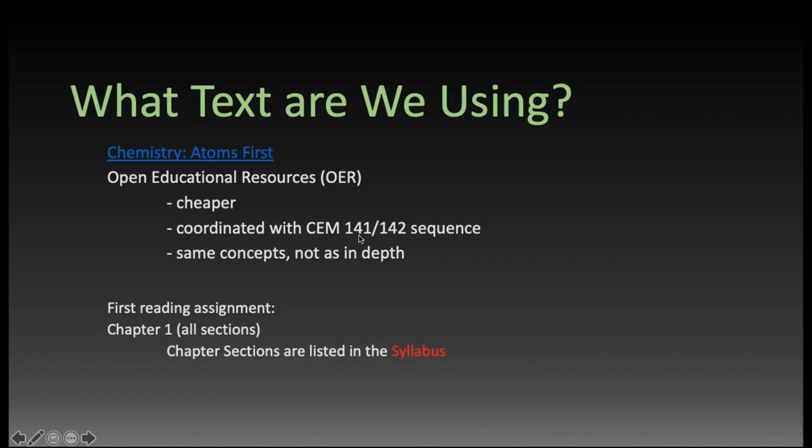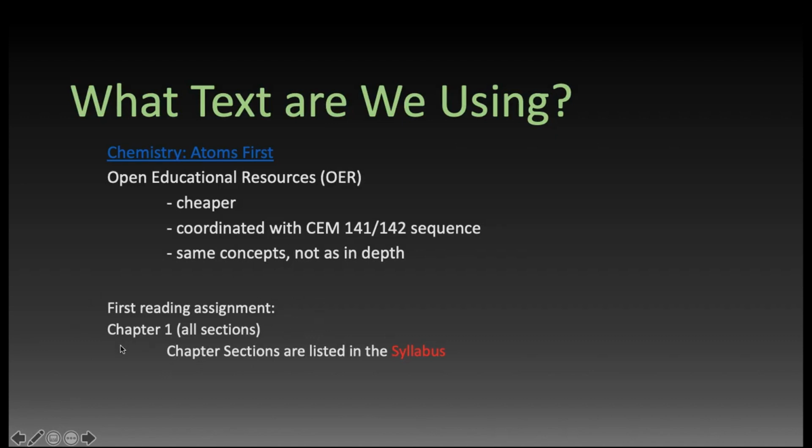And we coordinate this with the Chem 141, 142 sequence. For those of you that will end up taking this sequence, you will see this textbook again, so you don't have to buy another one. We cover about the same topics as is covered in 141, 142, but not as in depth. So we cover the same concepts, not as in depth, and that's why I am going to direct you on which chapters to read out of this textbook, and which sections of each chapter, because Chem 141, 142 covers a little more than what we do.